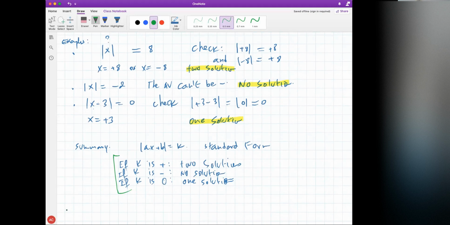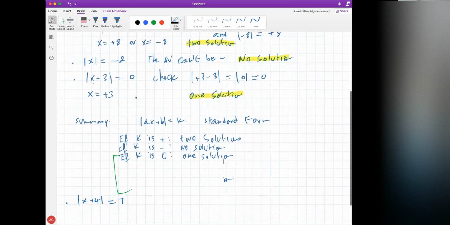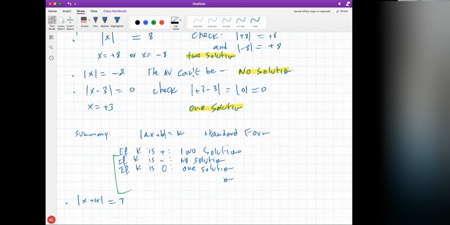So going back, let's see, for example, if you have |x + 4| = 7. So here we need to solve this for x. So always check for k. This is k. So k is positive. That means we're going to have two solutions. So now we know that we need to find two solutions. And to find those solutions, we're going to need two equations.